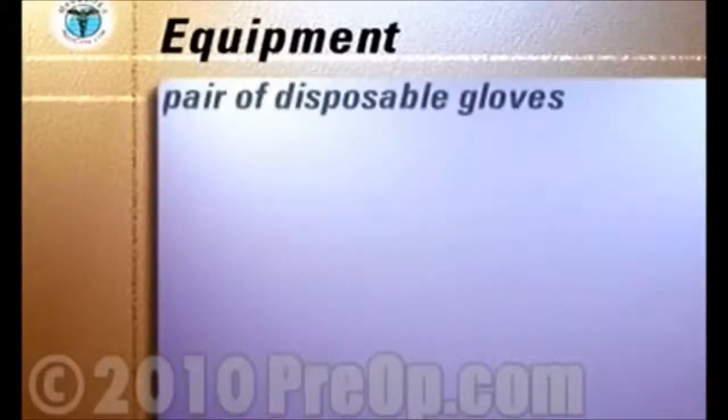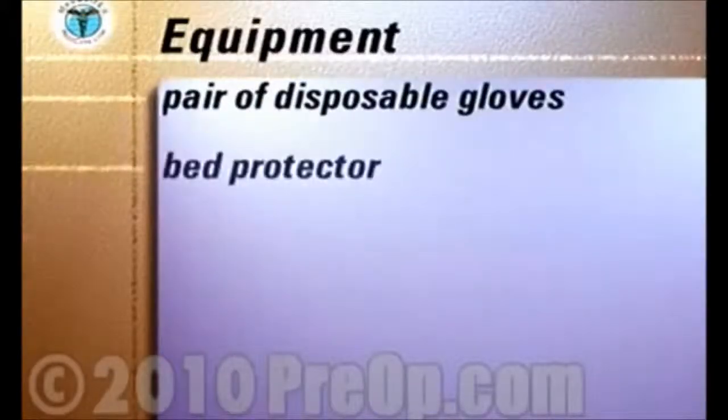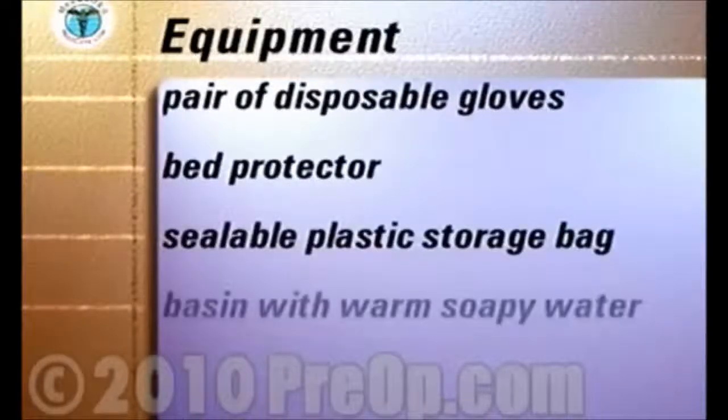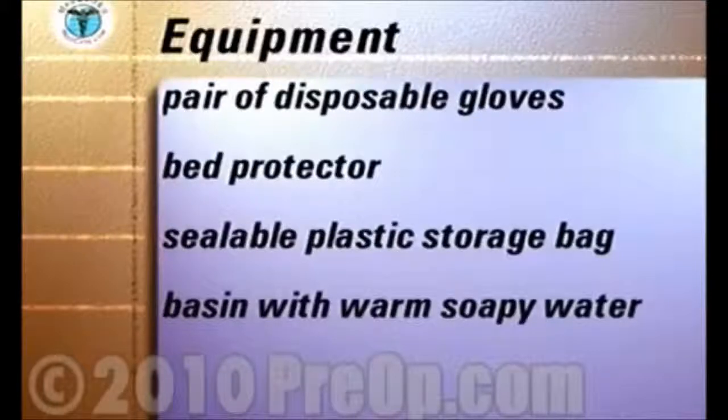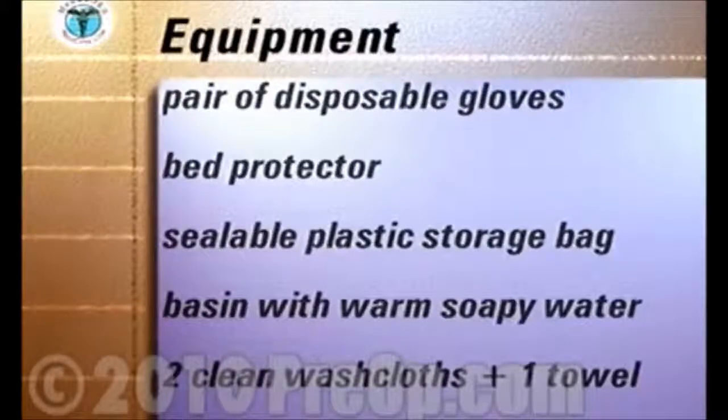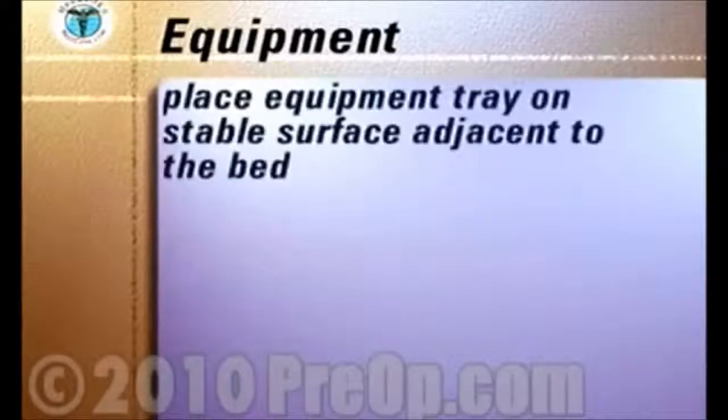On a tray covered with paper towels, assemble the following equipment: a pair of disposable gloves, a bed protector, a sealable plastic storage bag, a basin of warm water with a pump of liquid soap in it, 2 clean washcloths, and a clean hand towel. Place the equipment tray on a stable surface adjacent to the bed.